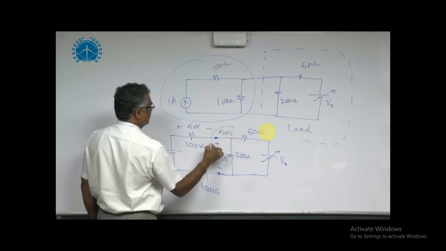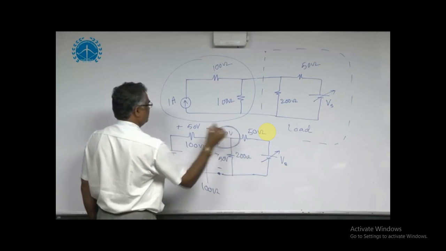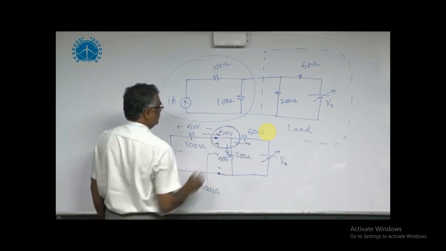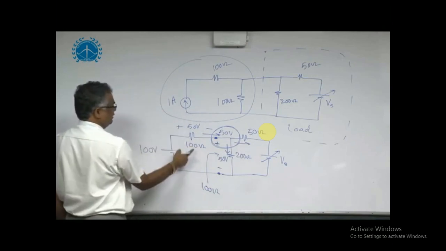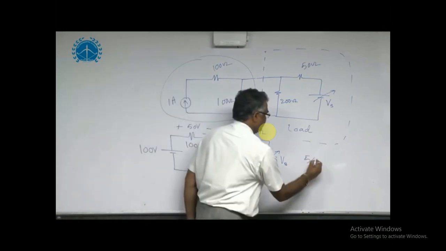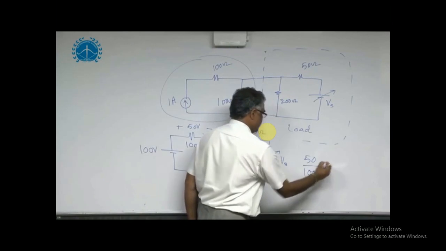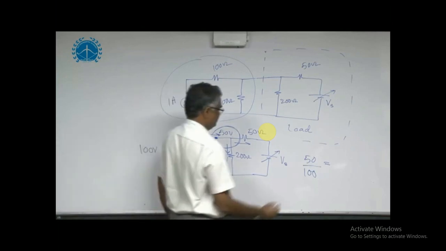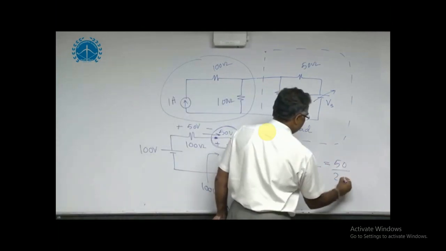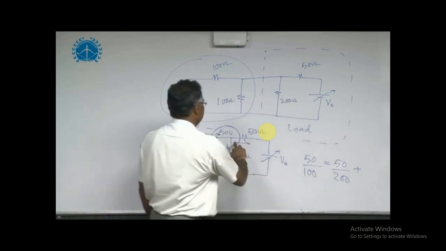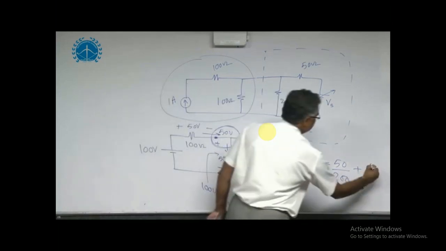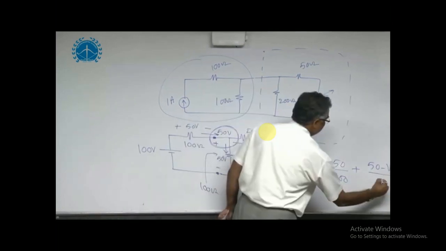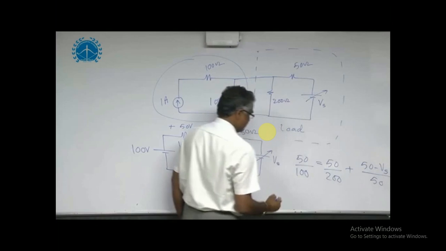Then comfortably we can write the nodal equation at this node. Assuming this current is entering, this current leaving, this current leaving. So what is the current entering? 50 by 100. 50 by 100 is the current entering, equal to the sum of the currents leaving. This current is 50 by 200, plus this current is 50 minus Vs by 50 ohm. So one unknown, one equation, sufficient to solve for Vs.